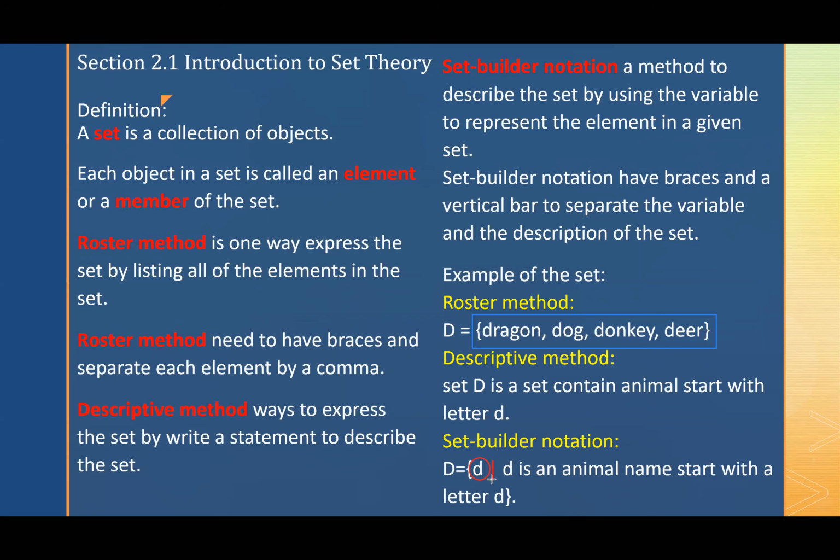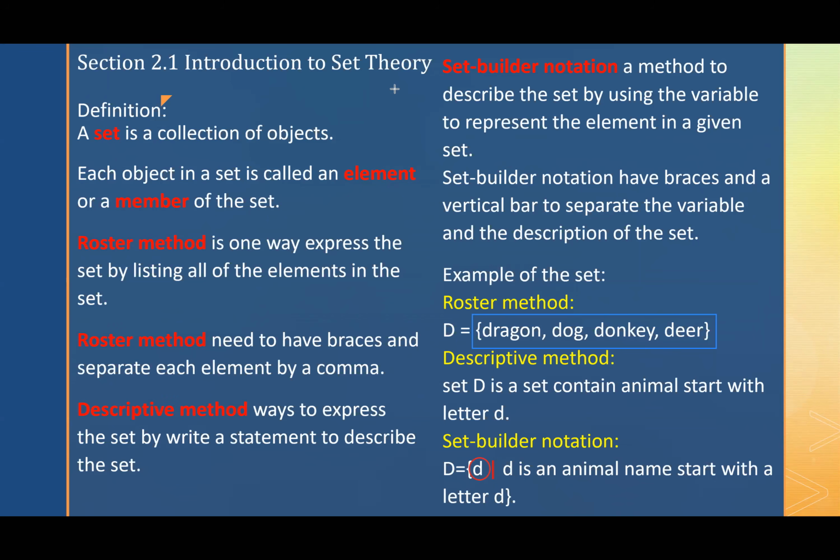But again, you need this vertical line. The vertical line just says that I'm looking for some element. What is this element we're looking for? Well, the element that we're looking for is the animal name that starts with the letter D. Okay, so again, that's the idea of a set builder notation: we give you some variable, and the variable that we're looking for is the description that we're looking for.